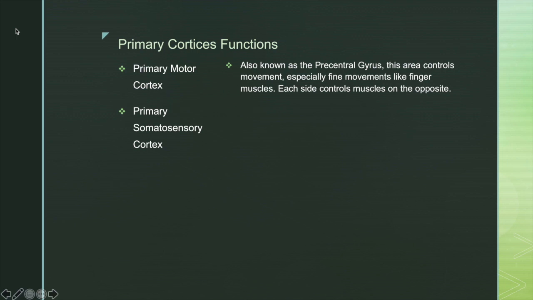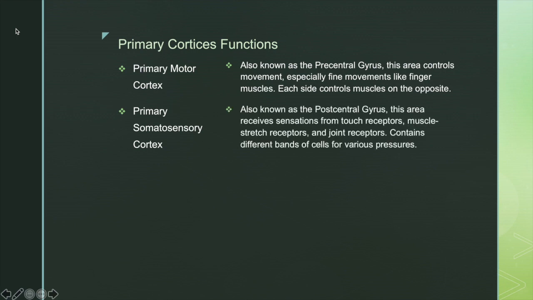The primary somatosensory cortex, also known as the postcentral gyrus, receives sensations from touch receptors, muscle stretch receptors, and joint receptors. It also contains different bands of cells for various pressures. There are four major bands. Two of them are for lighter pressures, one is in between light and deep pressure, and one is mainly for stronger pressures. So when you touch something lightly, that's a different band than if you grab something strongly.